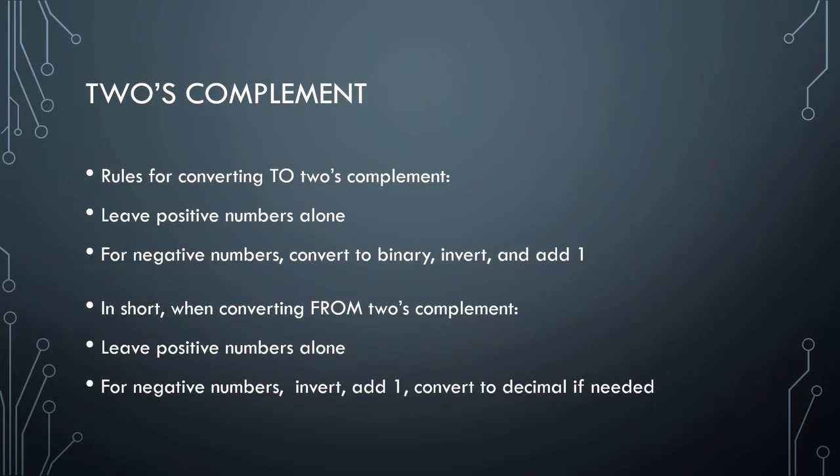When you're converting back from a number that is in 2's complement, again, you don't have to go to or from 2's complement with positive numbers. They're fine as is. And then for negative numbers, it's the exact same process. Invert, add 1, and then if you need to, convert it back to the decimal form.